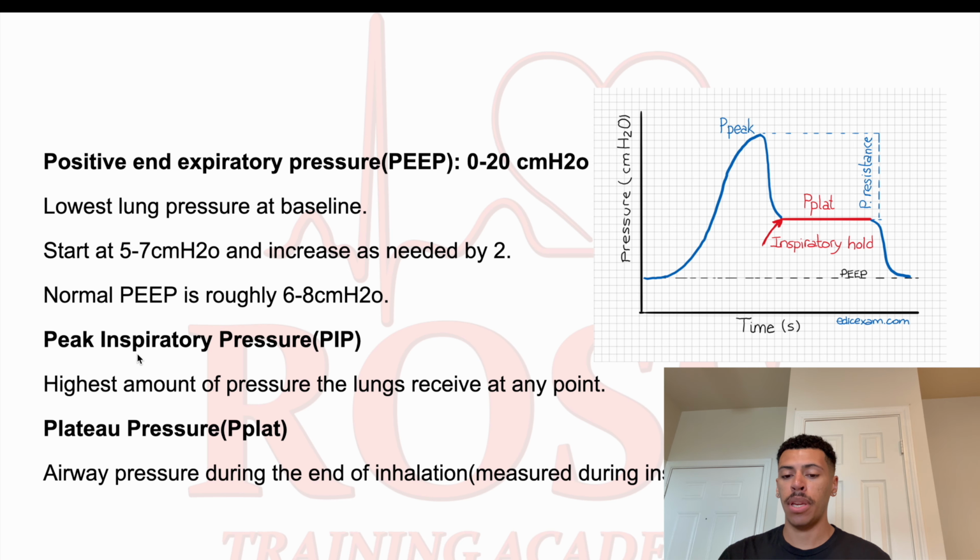And then we have peak inspiratory pressure, or PIP. This is going to be the highest amount of pressure in the lungs received at any point. And so you could see it right up here. Just as you breathe in as deeply as you can, right at the end of inhalation, you do a slight minor exhale, and then that's when you stop and you have your P-plat. And P-plat is going to be plateau pressure.